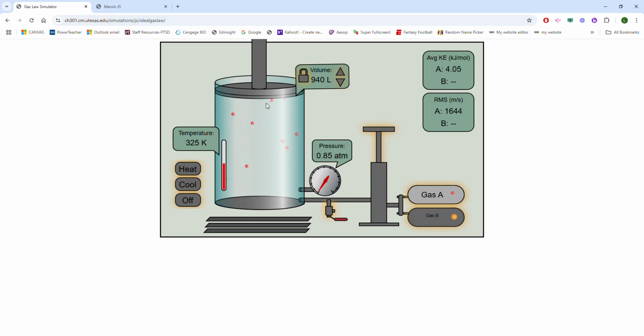Let's look at some other examples of different situations. Is it possible to control temperature? And what might that do to volume? Again, I'm going to allow this piston to move by clicking this unlock button. I'm going to heat this up.